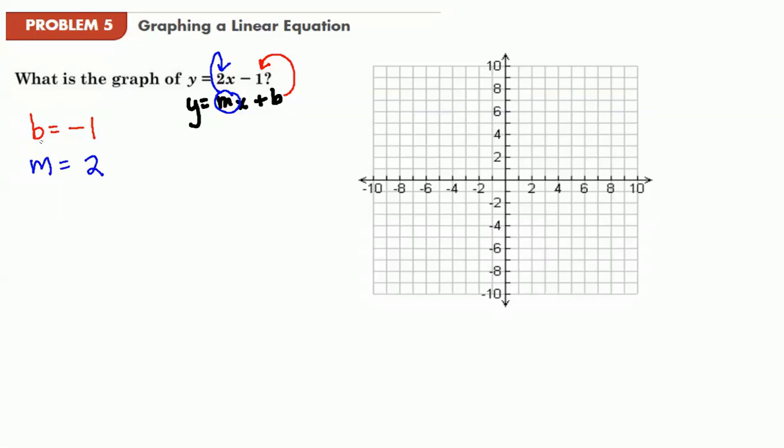Now we're going to use this information to graph our equation. So b is our y-intercept. Remember, this is where our y touches the y-axis. So I'll just write down here, this is our y-intercept. So we're looking at where the y-axis is. Our value of b is -1, so we're going to go down to -1. Here's 0, here's -1. So it's going to pass at this point right here. Our line's going to cross at that point.